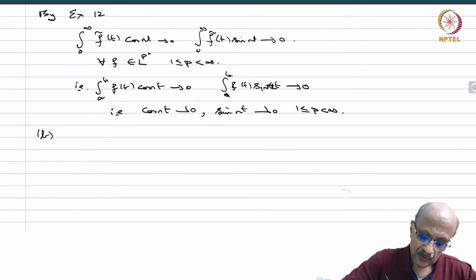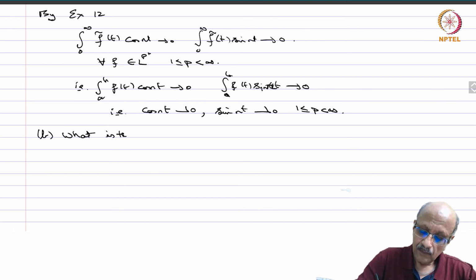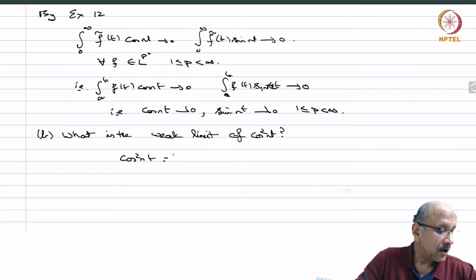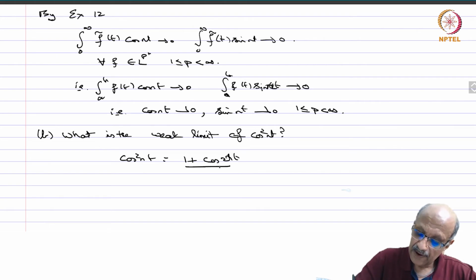B. What is the weak limit of cos squared n t? So cos squared n t equals 1 plus cos 2 n t over 2, and of course cos n t goes weakly to 0. So this is a constant function, so this goes weakly to half.